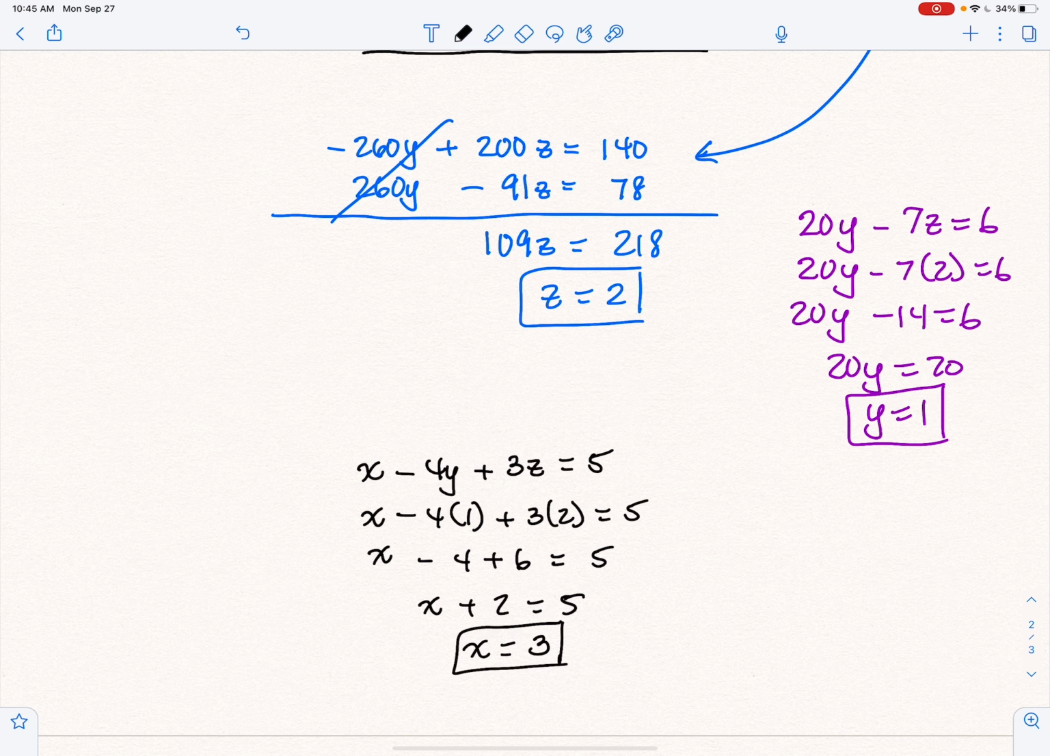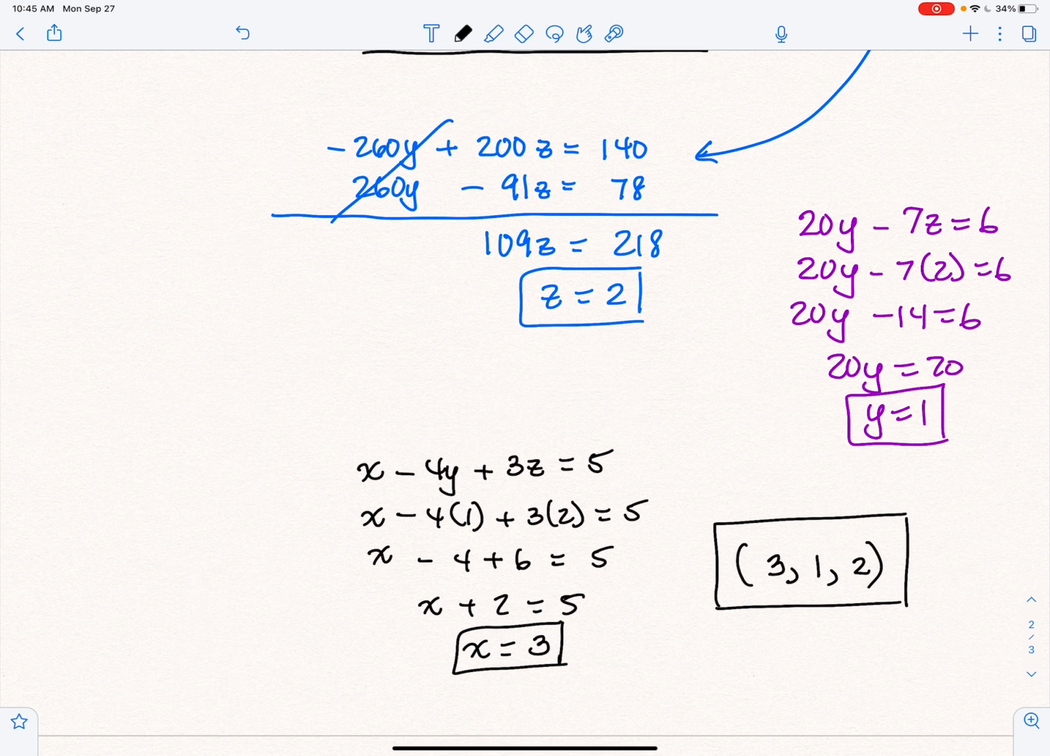So the solution to our system as an ordered triple: x comes first, y comes second, z comes last. And there it is, the solution to our system, which means if you substitute these values into each equation in the system, it will satisfy each equation all at the same time.